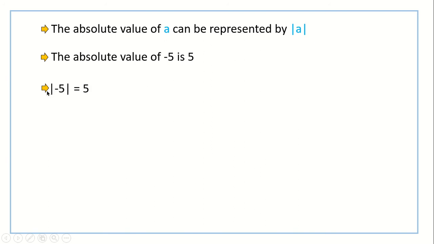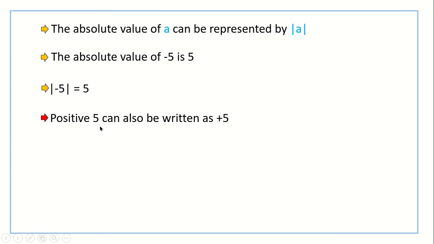But then we can write it in this format: 2 vertical lines and -5 in the middle. Then this means the absolute value. So the absolute value of -5 is 5.